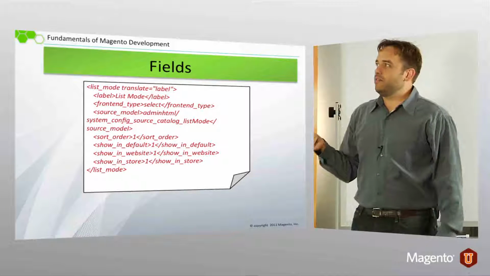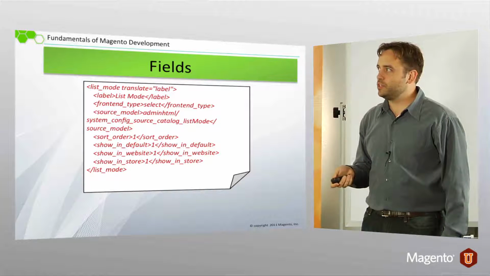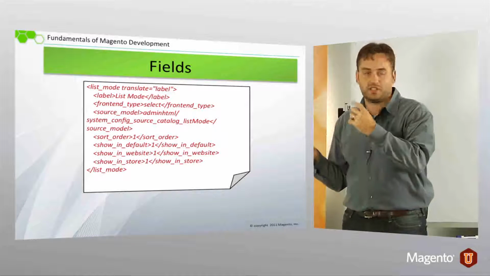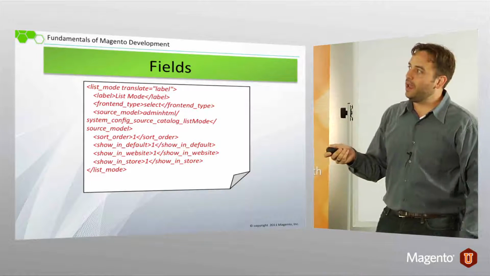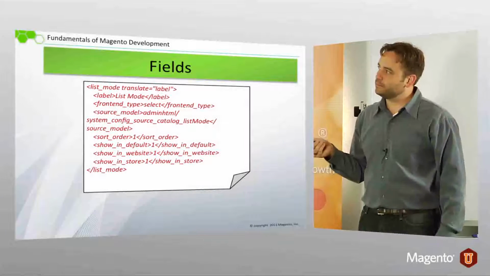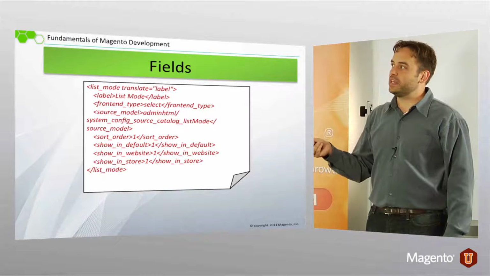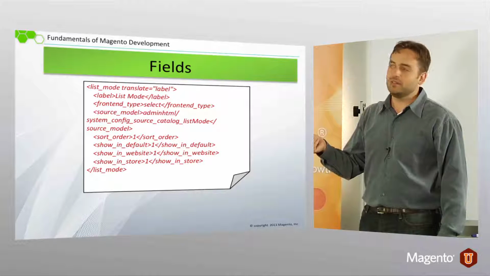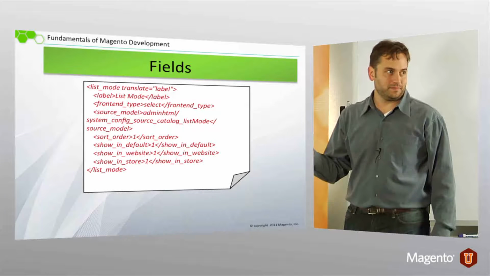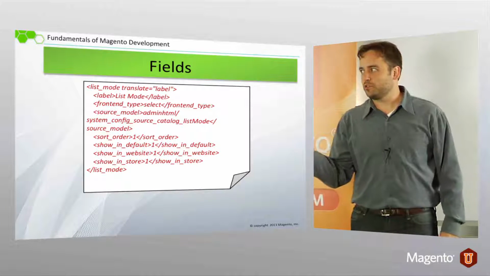And again, we have a label, but here we have a front-end type. So this we would actually specify as a select box. And then we're specifying a source model: Adminhtml system config source catalog list mode. So what this tells me is that the options for this select box are coming from this class. That's what the source models do. And sort order, show in default, show in website, show in store.